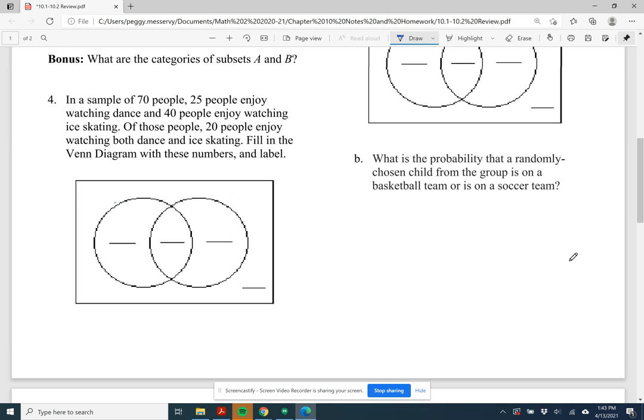So in a sample of 70 people, 25 people enjoy watching dance, 40 people enjoy watching ice skating. Go ahead and read through it. Oh, you've already read through it. You should have done this assignment already. Okay, so what do we have? 20 people enjoy both dance and ice skating. So 20 goes right here. This is going to be my dance, and this is going to be my ice skating over here.